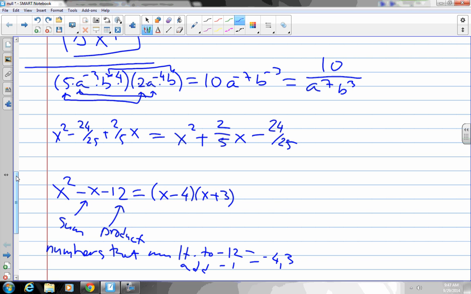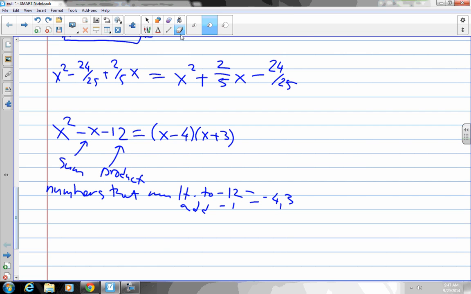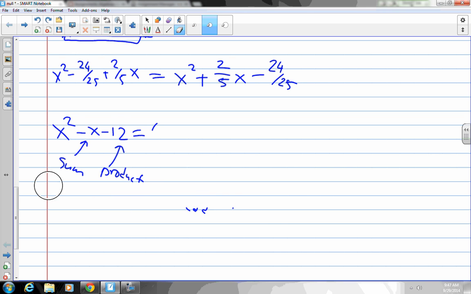Okay? This is a little sneaky, but let's think about this. If two numbers add to the positive 2/5, they both have to have 5 in the denominator. Do you agree with that? There's only one way two numbers add to something with a 5 in the denominator: if they have 5s in the denominator, right? And two numbers that have 5s in the denominator will multiply to a number that has 25 in the denominator, right? So we know at least that both numbers will have to have 5s in the denominator.